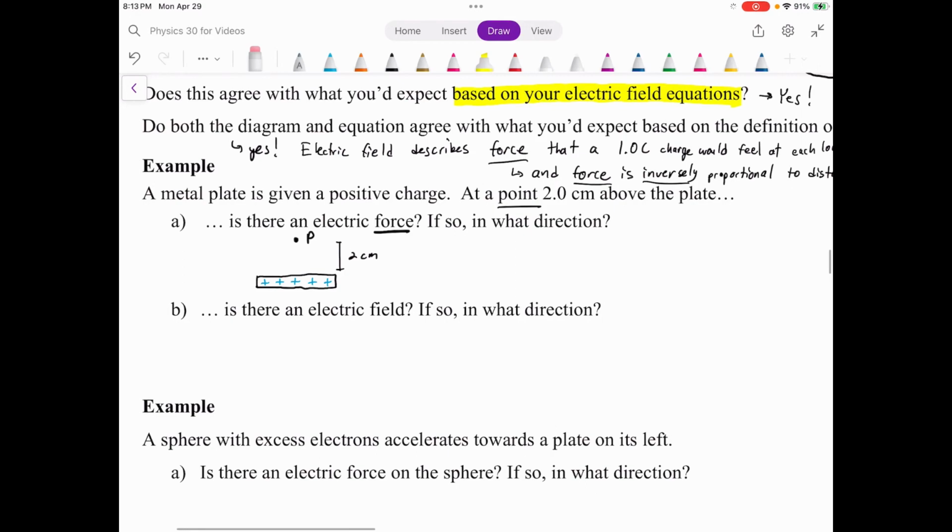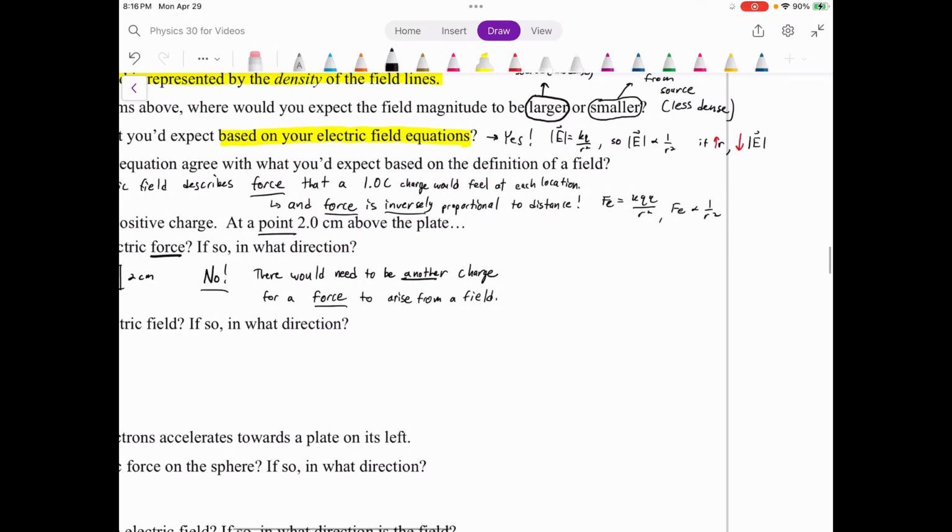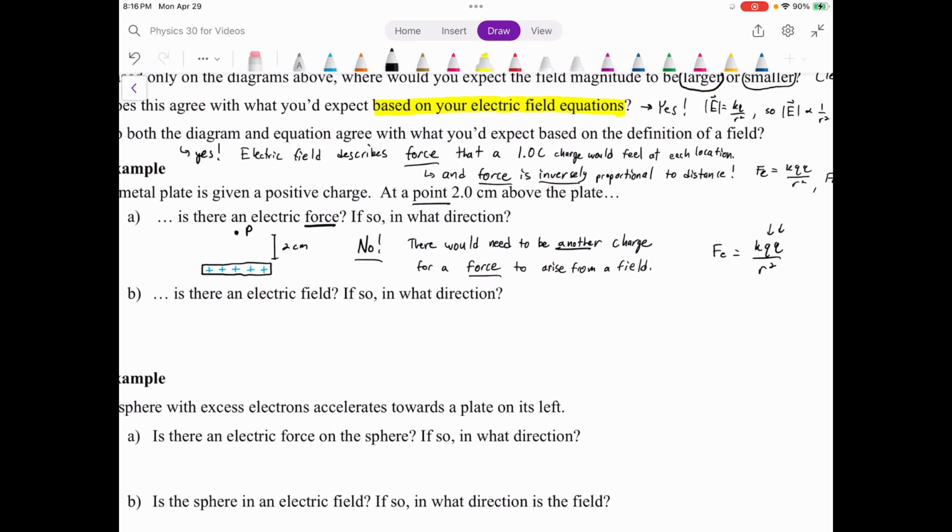But based on the information we've been given here, we have no reason to believe there's any charge there at all. This is just a location. So is there an electric force? No. Right? There would need to be another charge there for this field to actually be exerting a force on, right? So, I mean, we even know that from the equation. How do we calculate electric force? We need 2 charges, and then we can calculate the force between them, right? But if there's no other charge here, there's not actually anything to exert the force on, right?